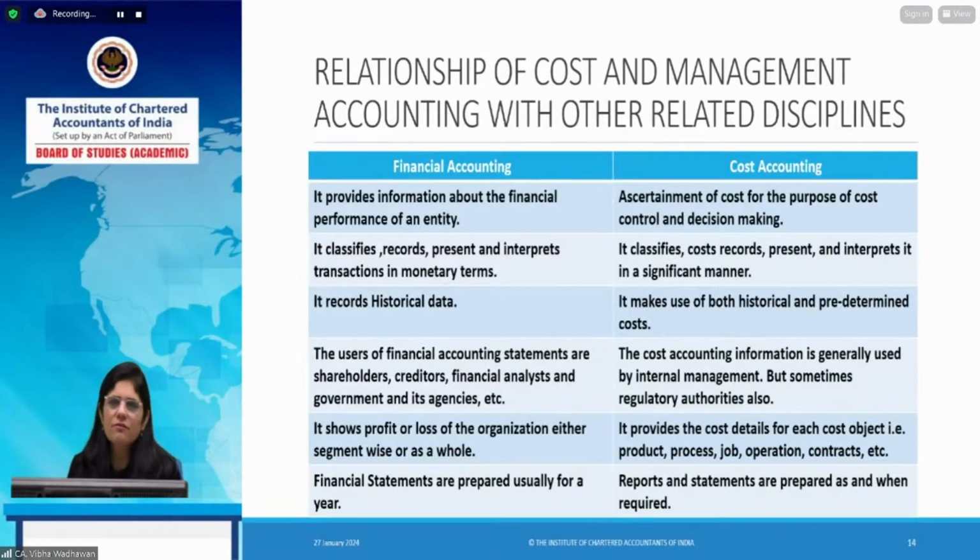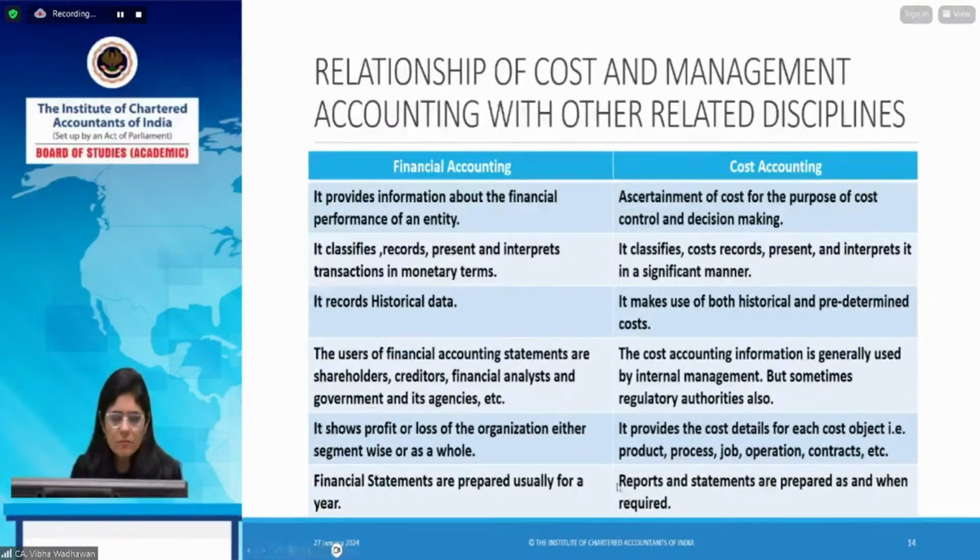In financial accounting, we just use historical data, what has happened in the last financial year, we just record it. But in cost accounting, we use the standards also, predetermined cost also. The users of financial accounting are shareholders, creditors, financial analysts and governments. And the users of cost accounting basically are internal management, but yes, sometimes regulatory authorities also. Financial accounting, as you know, shows profit or loss, but cost accounting provides the cost details.